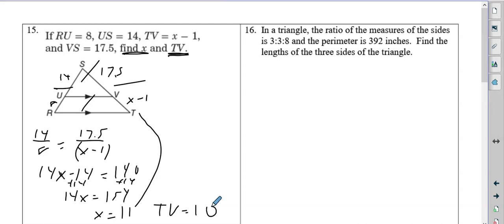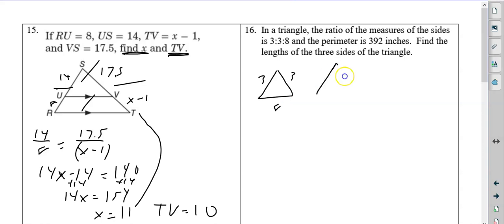In a triangle, the ratio of the measures of the sides is 3 to 3 to 8. And the perimeter is 392 inches. Find the lengths of the three sides of the triangle. Okay, so let's think about this. We have a triangle, and it's 3 to 3 to 8. That does not look drawn to scale, but just work with me here. Well, if I add those numbers up, I get 3 plus 3 is 6, plus 8 is 14. So that's perimeter 14, way too small.